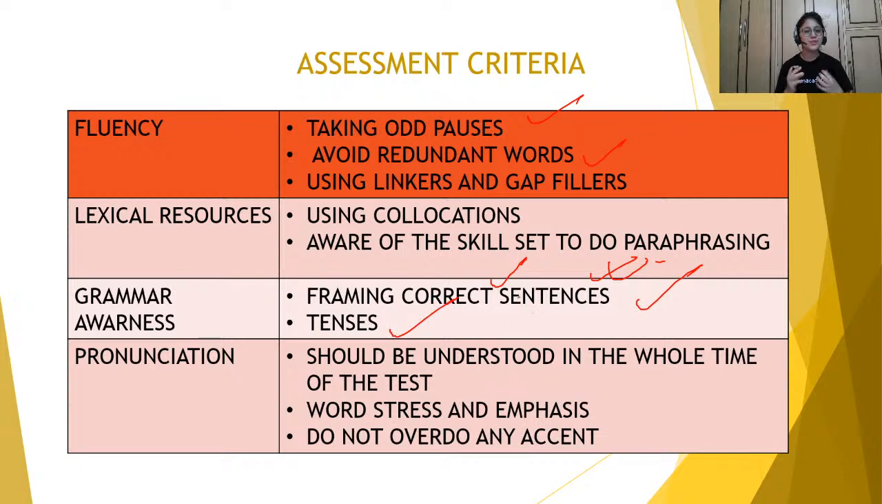Now, grammar is not limited to just these two qualities; it includes a lot of other qualities, and it's very, very important to focus on them accordingly so that you can score the maximum under grammatical range and accuracy. Pronunciation should be understood throughout the whole test: word stress and emphasis, and do not overdo any accent. My advice repeatedly is, please do not use any accent which doesn't come naturally to you.